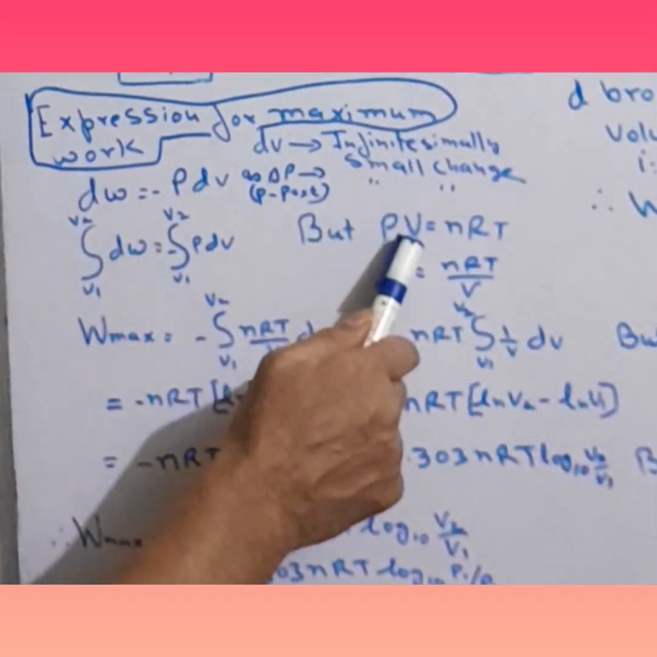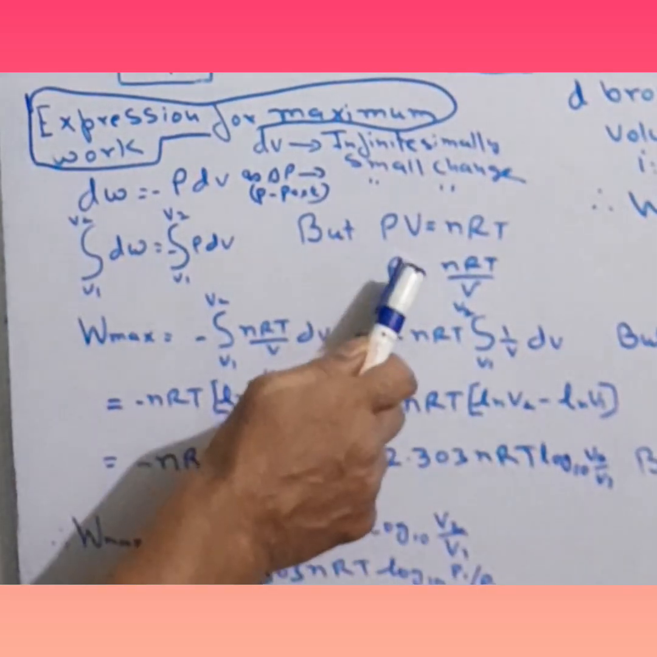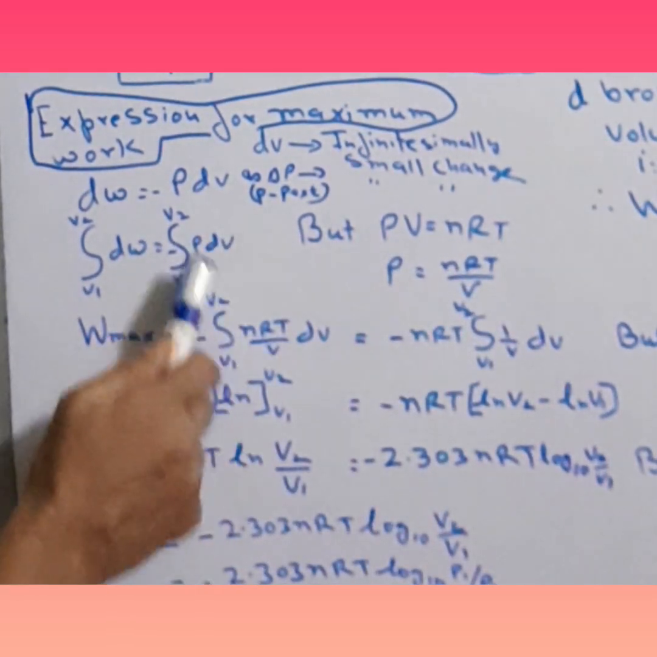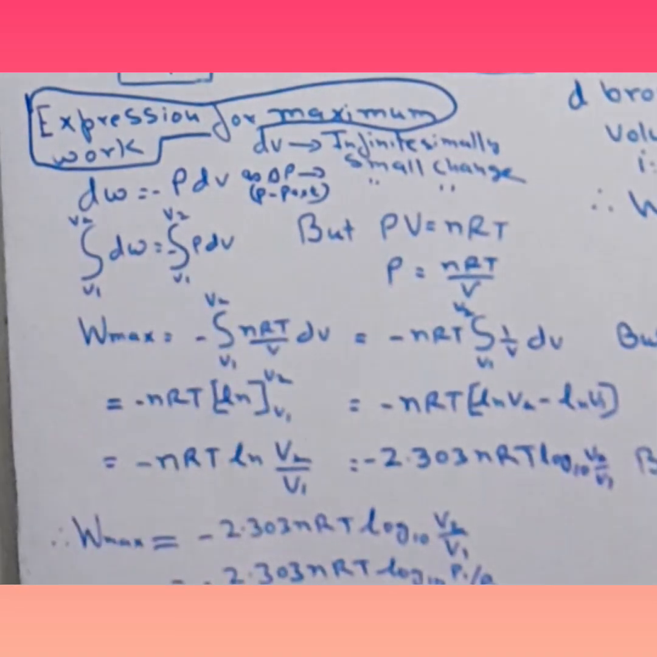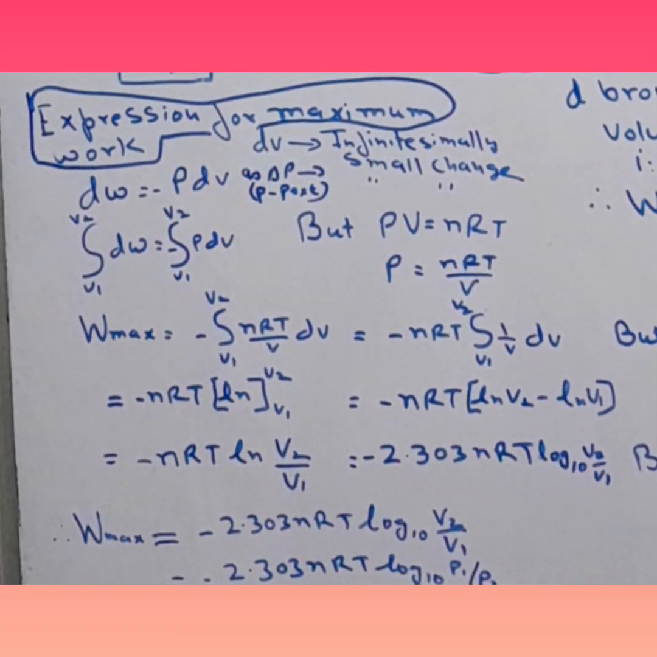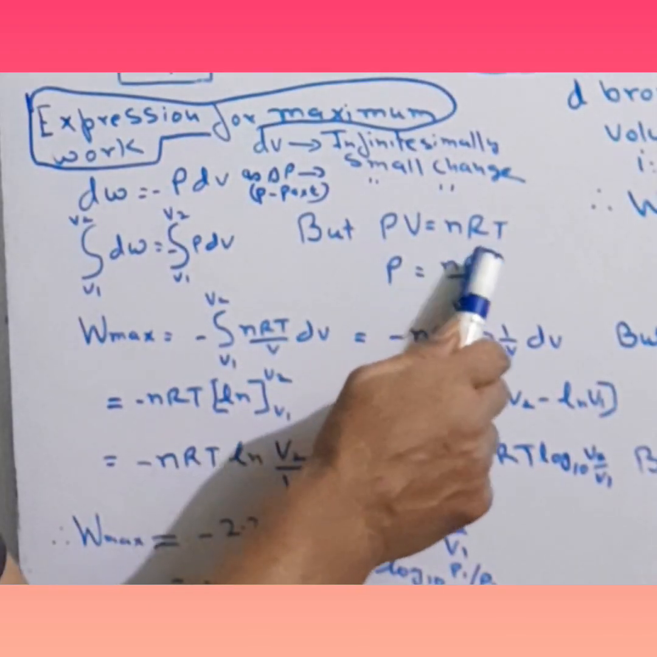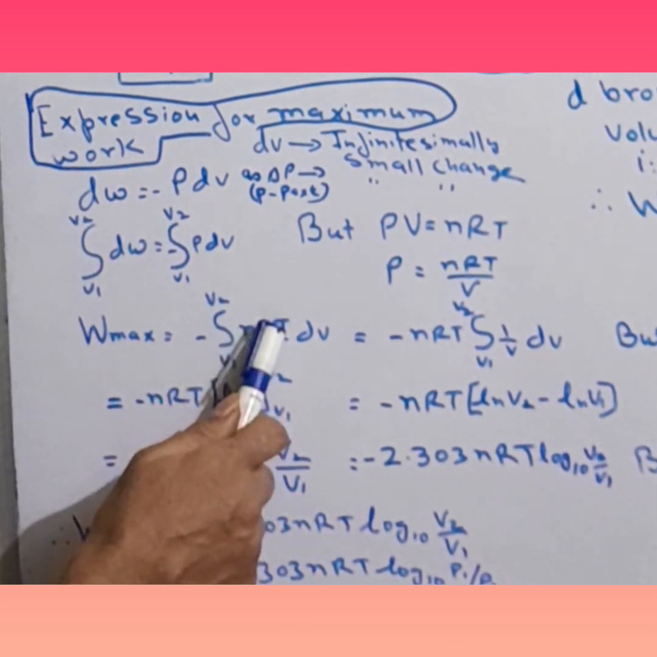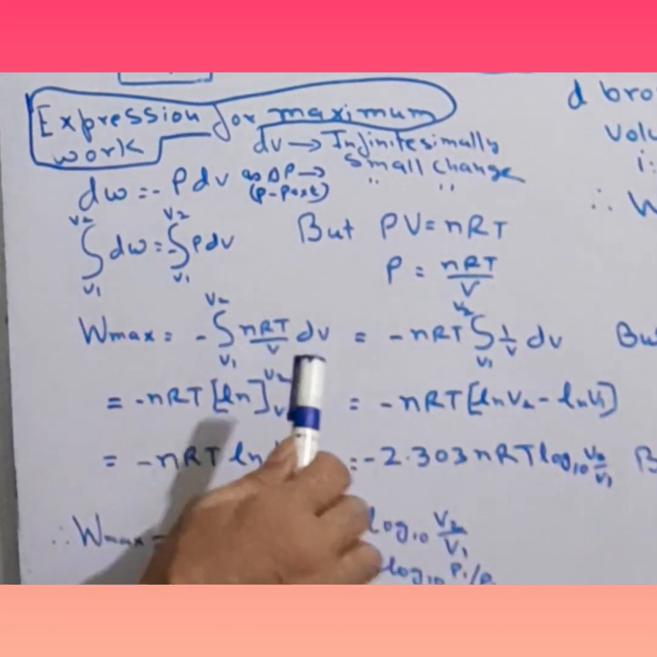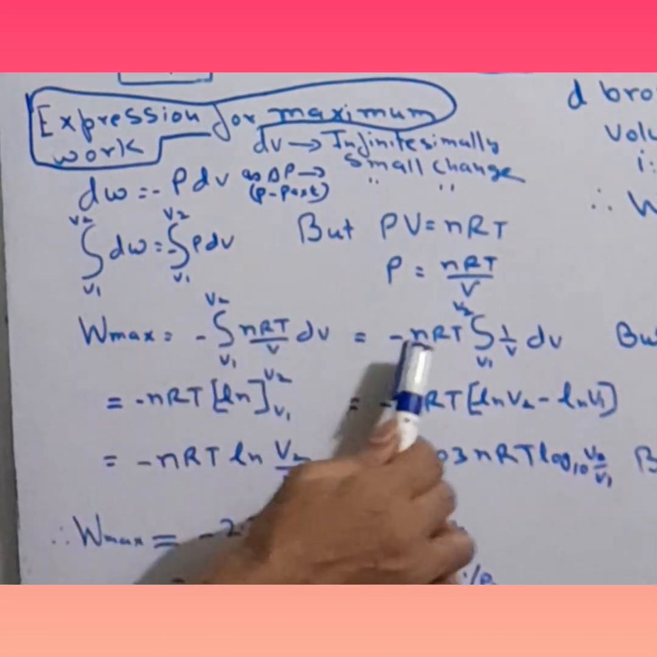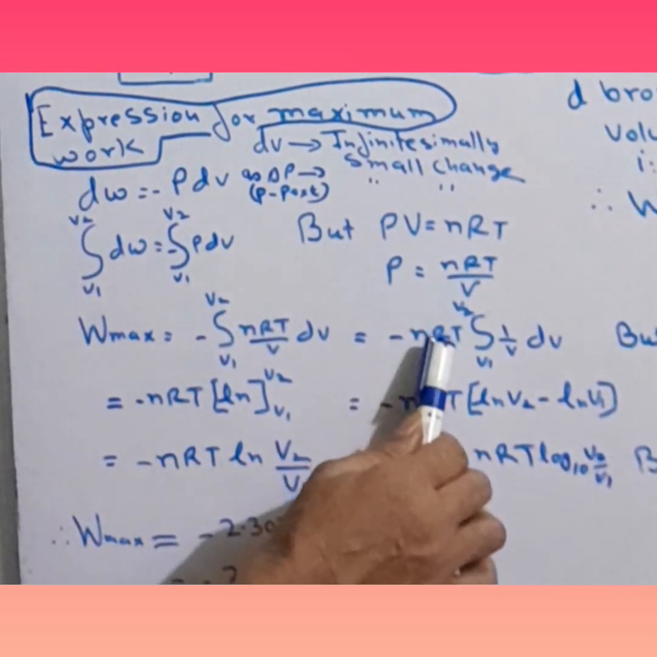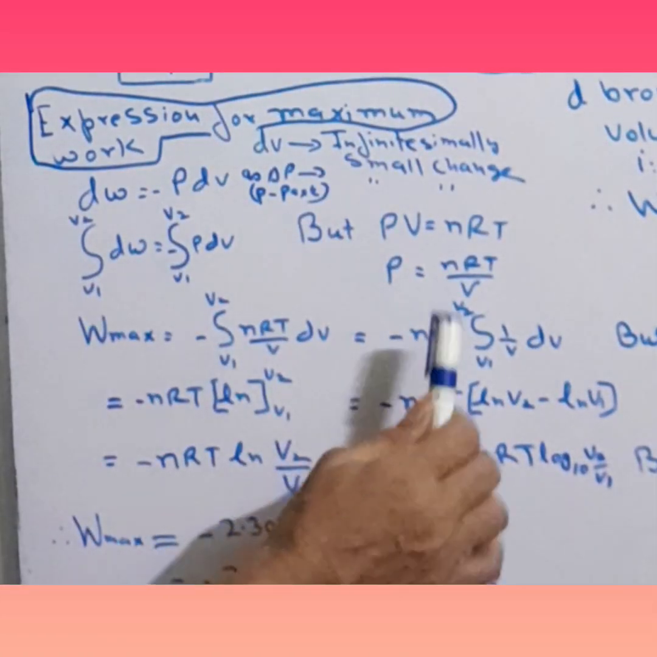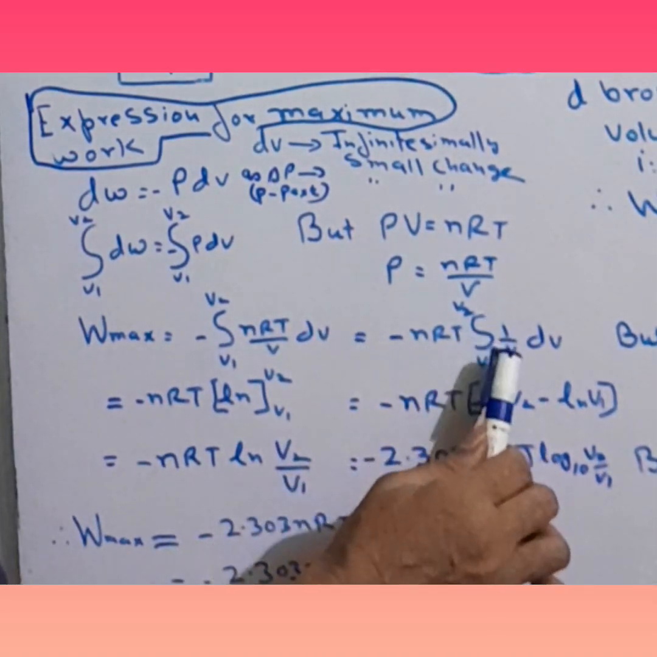But we also know that PV is equal to nRT, the gas law, right? So P is equal to nRT over V. So this becomes the formula for pressure. We can just substitute that over here, instead of P. That's what I did. On doing that, when we do integration, the constant term comes out. Here n, R and T are constant: n is the number of moles, R is the gas constant, T is the temperature at which we are carrying on the process. So nRT is constant, so taken out along with the negative. So we have 1 over V dV.